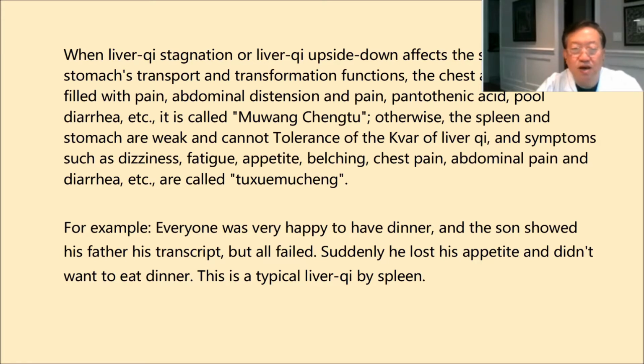Otherwise, the spleen and stomach are weak and cannot tolerate the attack of the liver qi. Symptoms such as dizziness, fatigue, poor appetite, belching, chest pain, abdominal pain, and diarrhea are all called wood multiplying soil. For example, everyone was very happy to have dinner and the son showed his father his transcript, but unfortunately he had a failing grade. Suddenly the father lost his appetite and didn't want to eat dinner. This is a typical liver qi affecting the spleen.